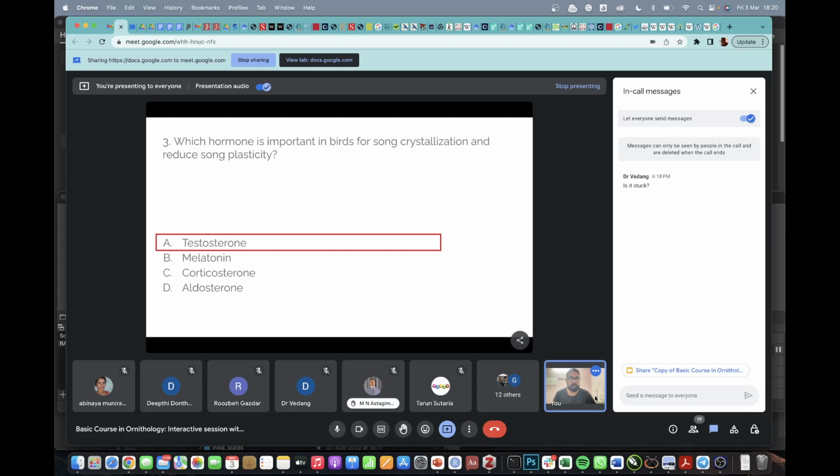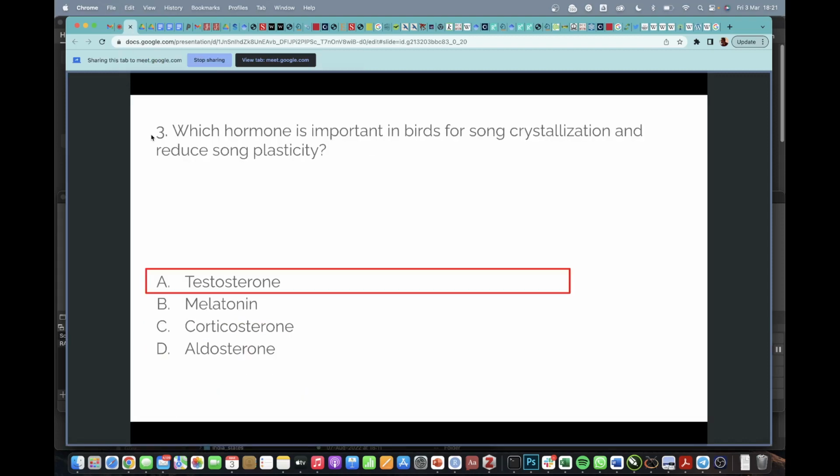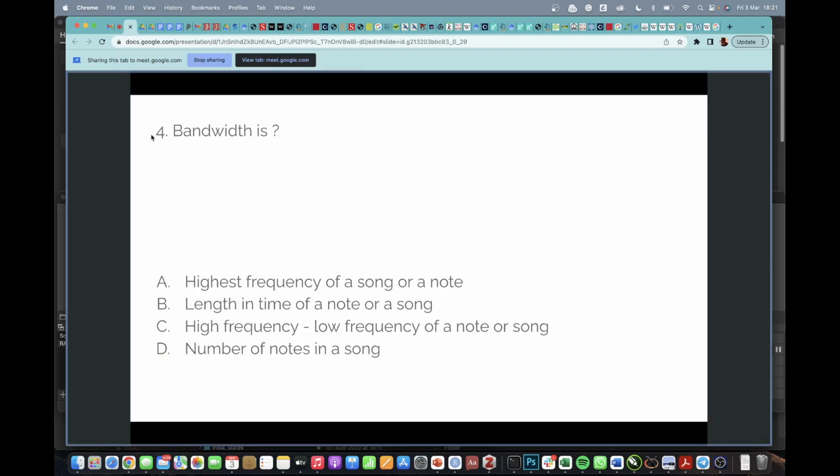And later on, once the song crystallizes, the variation from the model song or the model individual reduces, and it's very similar to what they've been hearing since birth. So that is what reduction in song plasticity means. Plasticity is basically the property of being changeable. So reduction in song plasticity would mean that the song wouldn't change anymore from the model individual's song. Anyways, yeah.